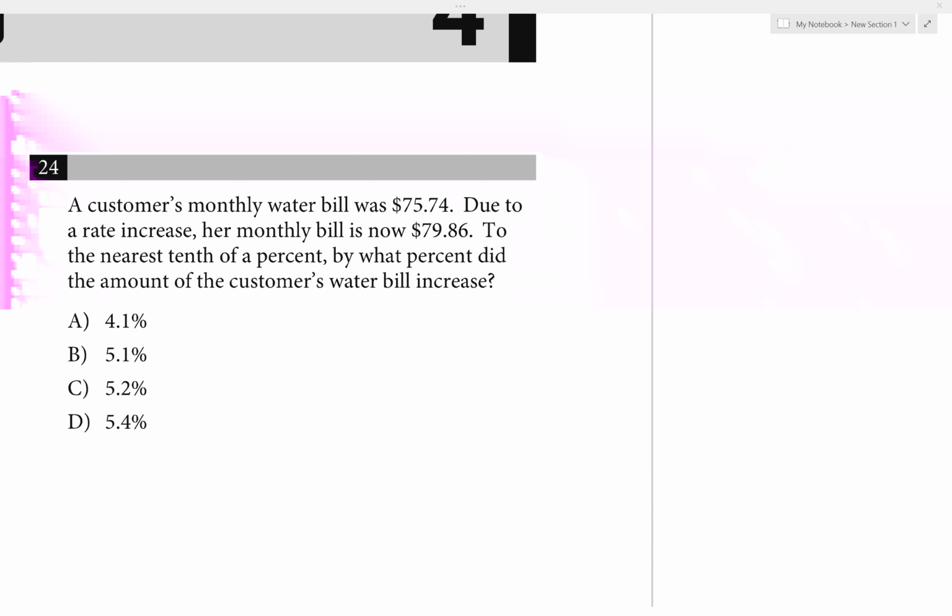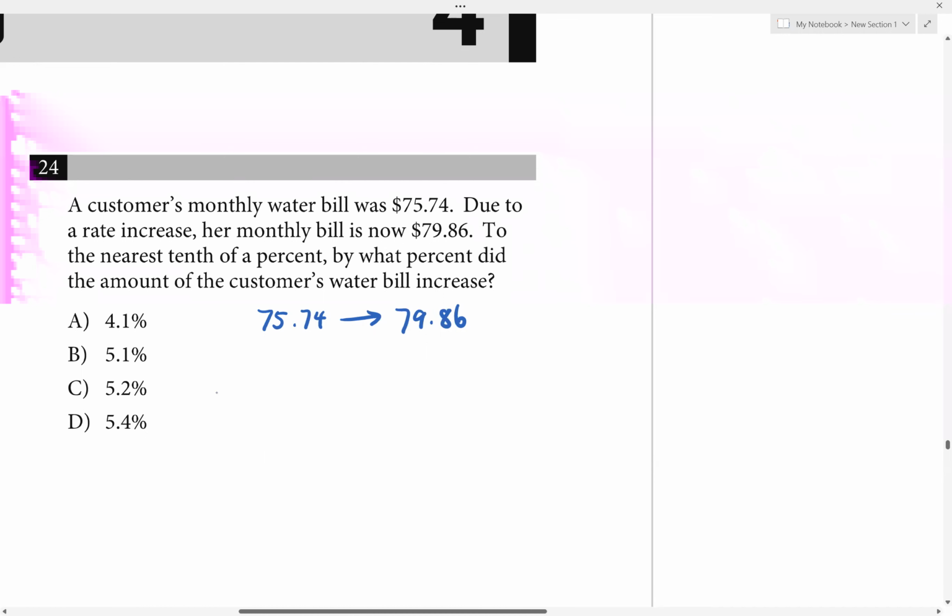Okay, so we know the water bill increased from 75.74 up to 79.86. So the price went up, and the question asks, what's the percent increase? Right now the increase from 75.74 to 79.86 is the increase in the dollar amount, so that's how much money it increased. But we have to solve for the percent change. Percent change is always based on the original amount, so we want to figure out what percent of the original amount the increase is.